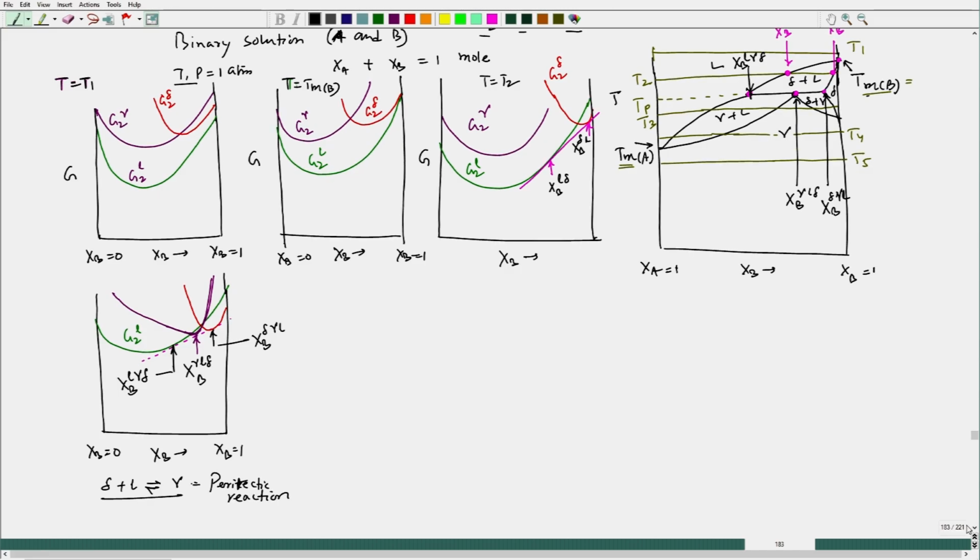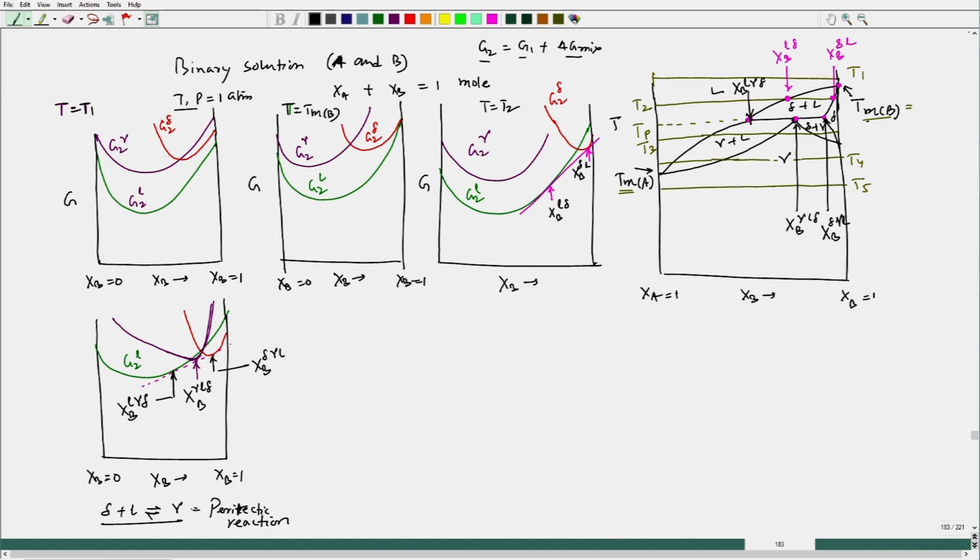This is nothing but peritectic reaction, fine. So, these compositions are marked there. Now, this is G, this is T equal to T P, which is exactly matching with the peritectic temperature, and this composition is nothing but peritectic composition X P, and this temperature is T P.